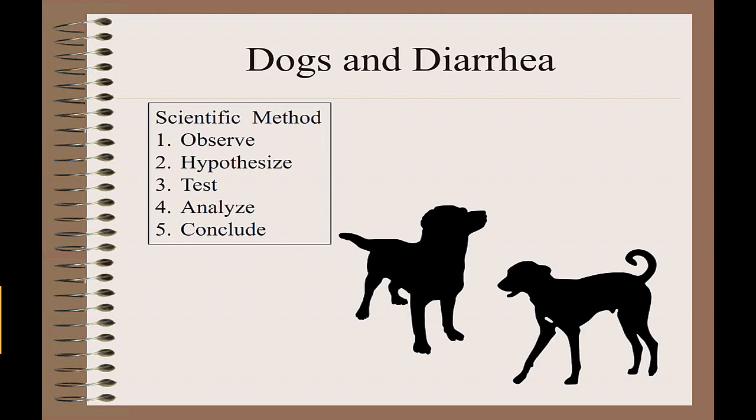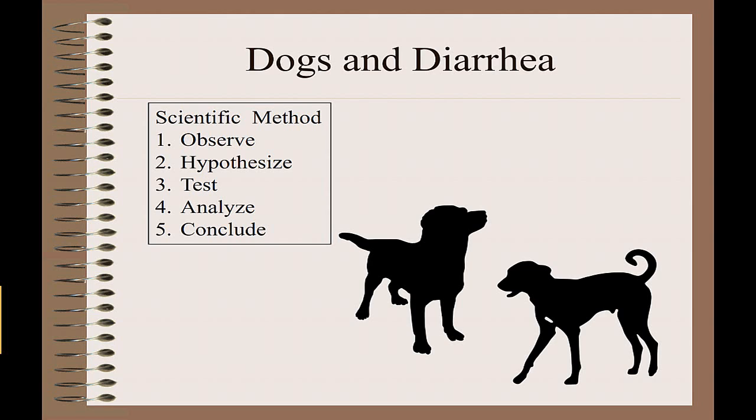So let's do an example. I have these two dogs, and one day I wake up and they both have diarrhea. I'm going, wow, this is not cool. If you've ever had to pick up dog poop from a dog with diarrhea, you know this is not okay. So I'm thinking to myself, what has changed? And then I realized, oh, I changed their food. So I'm going to hypothesize that the food has caused the dogs to have diarrhea.